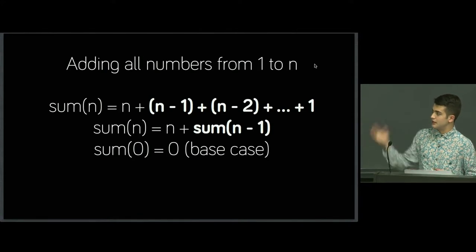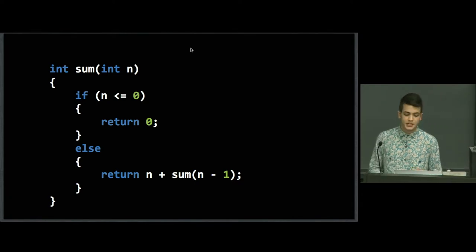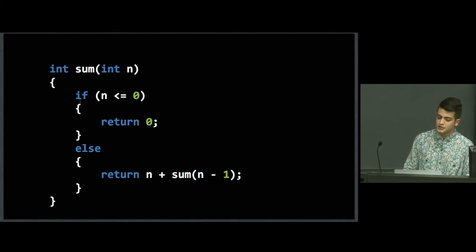So as soon as I get to the number 0, I stop counting. Does that make sense? So here's an example of how we could implement that. I have this function int sum that takes an integer n. Here I first check if n is less than or equal to 0. If it is, I return 0, which is our base case. Otherwise, I can just return n plus the sum of the numbers from 1 to n minus 1. Make sense? Okay.